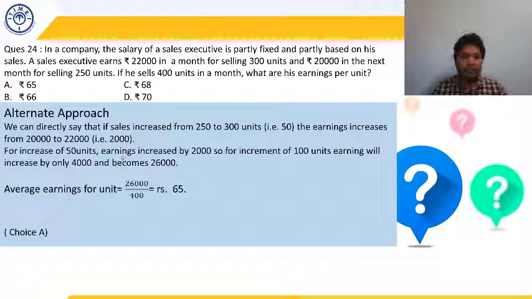So what is the total earning I am getting after selling 400 units? It is 26,000. What is asked in the question? Average earning for 1 unit. For 400 units, I am getting 26,000, so what would be my average earning per unit? 26,000 upon 400, which is rupees 65. Option A is going to be your answer. I hope it is clear to most of you.